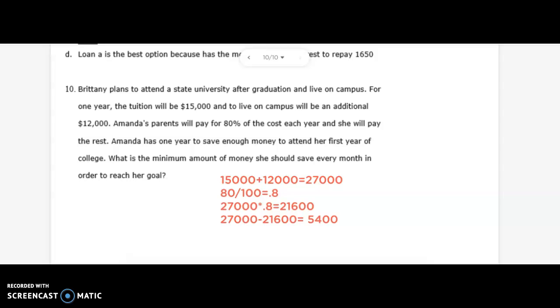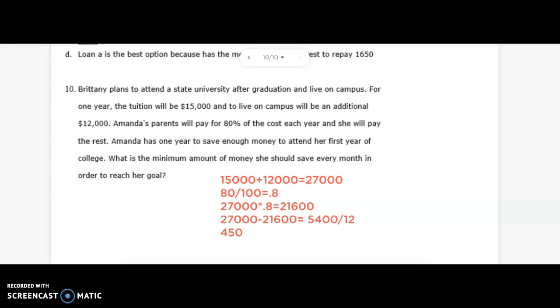Now, how long does she have to pay it? Well, she's saving for 12 months. So I'm going to divide that by 12. I know that that's 12 months because the problem says she has 1 year. 1 year is 12 months. So she's going to be saving a certain amount of money each month. That's 5,400 divided by 12. And the answer here is $450. All right. That's our answer.